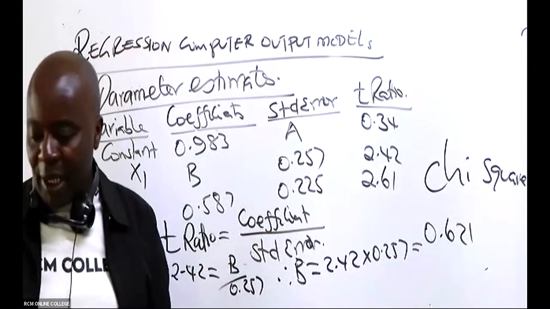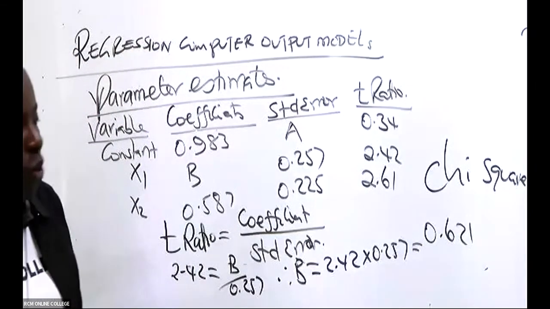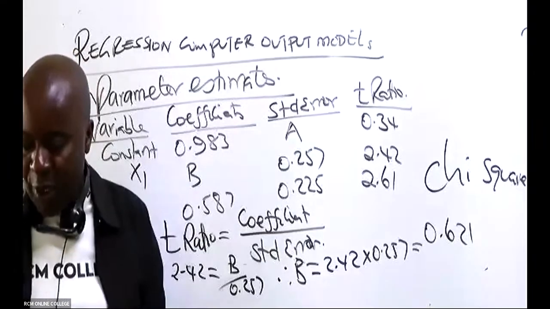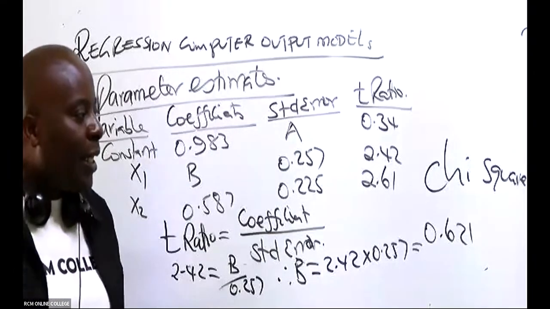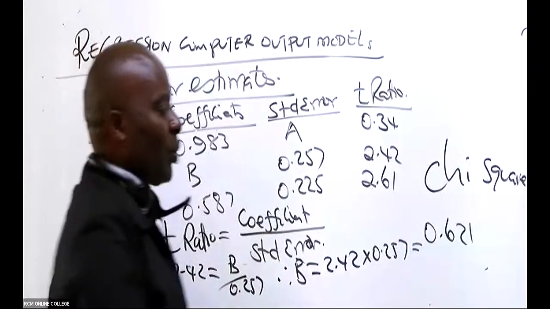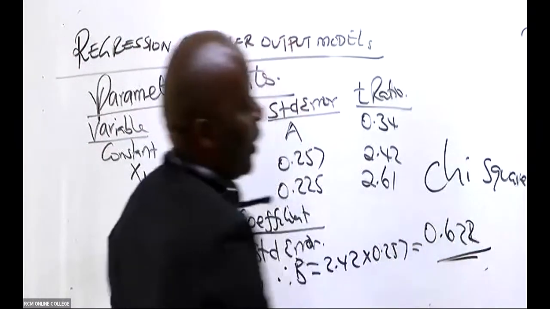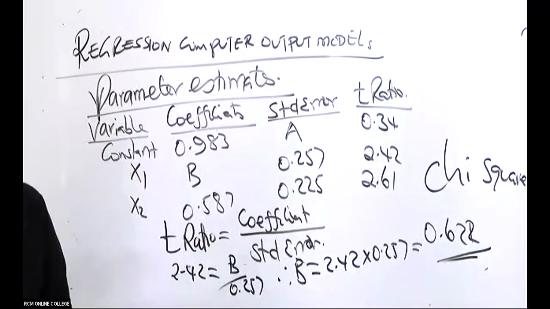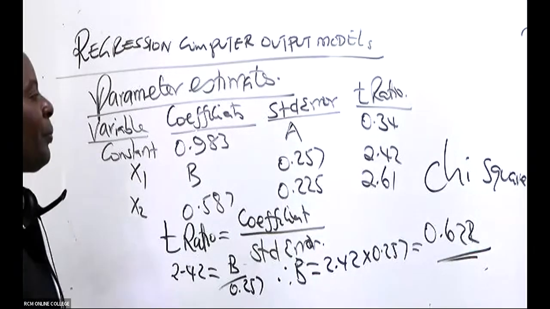0.621. Omondi Mesa gives me a figure of 0.6214, 0.6219. So can we talk of 0.622? Yeah, thank you so much. So that is something you have done very well.